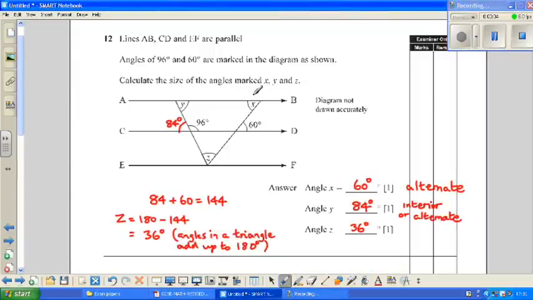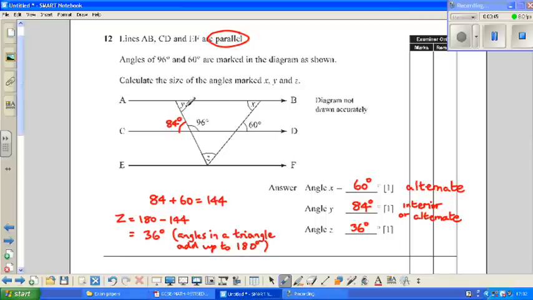Okay, so for question 12, you're told that the three lines are parallel, and you're given a couple of angles, 96 and 60, and you're asked to work out angles X, Y, and Z. So starting off with X, you really need to remember that at parallel lines, if there's a line crossing the two parallel lines, then the angles on the opposite side of that line are called alternate angles, and they're equal. So X is equal to this angle 60. You haven't been asked for a reason, but the reason is that they're alternate angles.